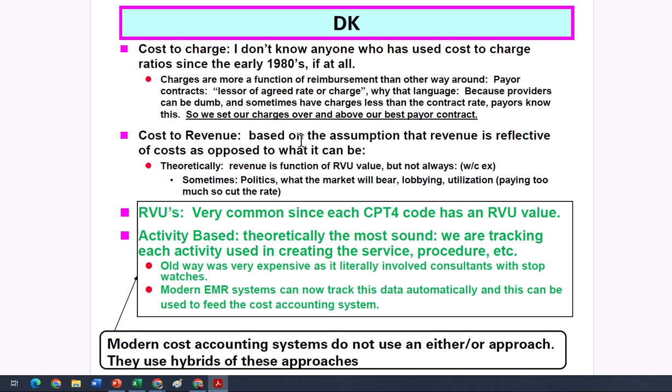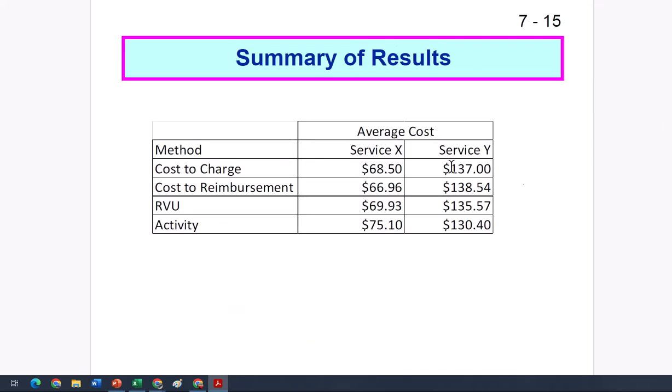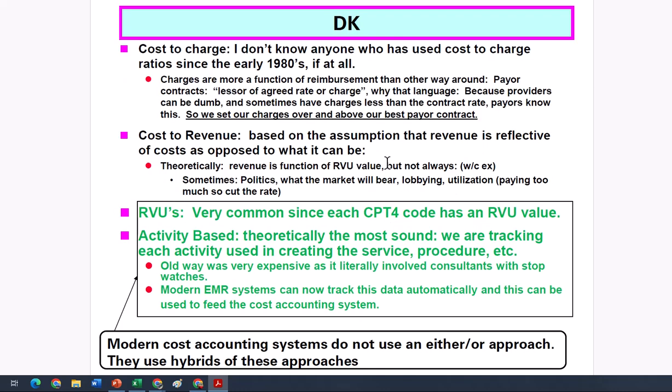So we summarize the results of the various methods. Okay. So let's just summarize. Cost of charge. Nobody's used cost of charge since the 80s. Again, I already kind of explained this. Charges just don't really have a relationship to intensity of service. So nobody uses cost of charge.